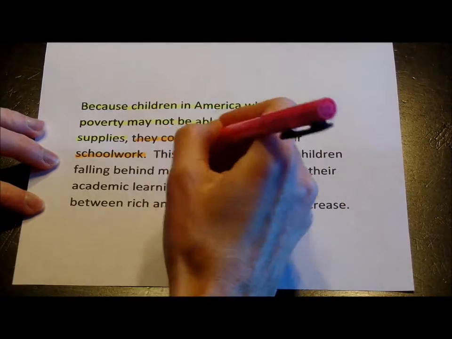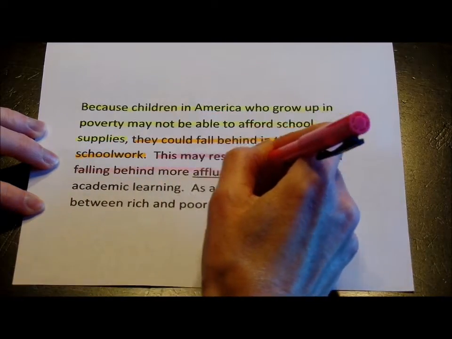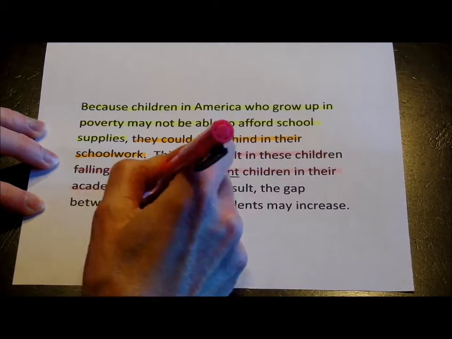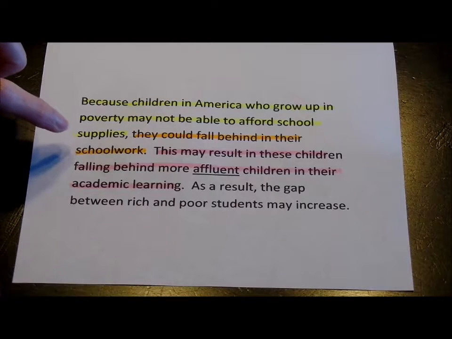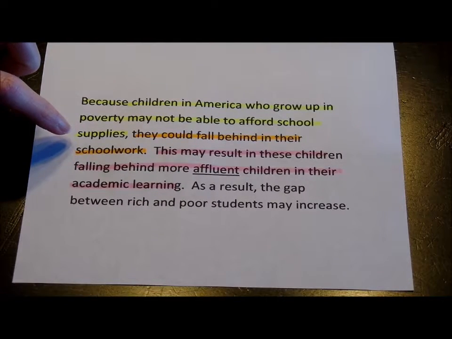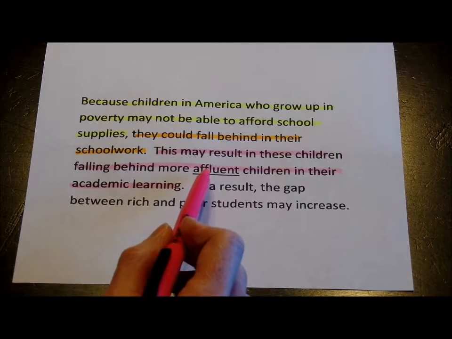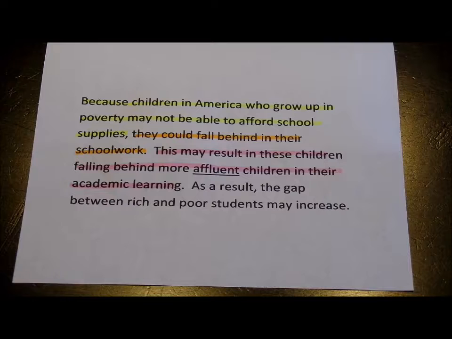So in my pink highlighter, I would say this may result in these children falling behind more affluent children in their academic learning. So you can see it's a direct cause and effect relationship. If you fall behind in your schoolwork, that could result in you falling behind more affluent children in your academic learning, because remember, these students facing this challenge are growing up in poverty. So it's a direct connection between all 3 of these. Also note again the use of the vocabulary word.